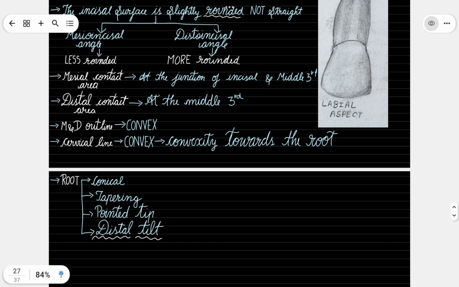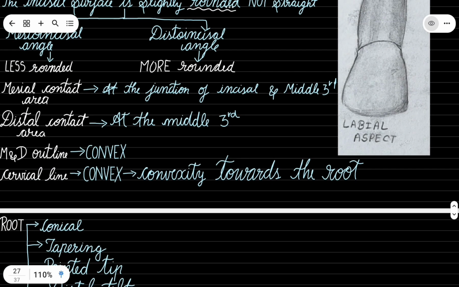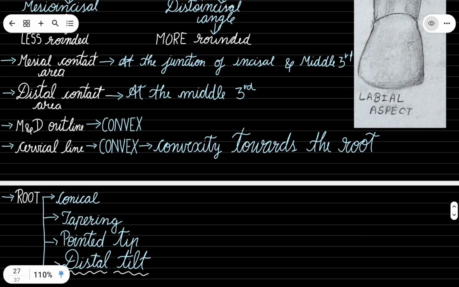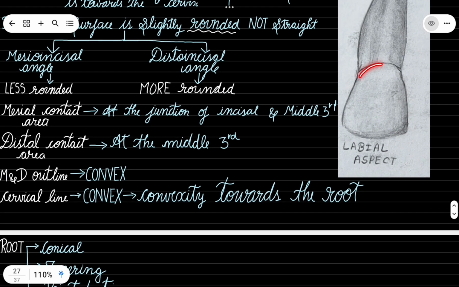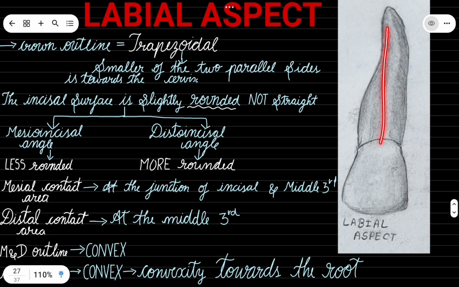The mesial contact area is at the junction of incisal and middle third. As you know, this is the division into third. Mesial contact area is over here at the junction of incisal and middle third. The distal contact area is at the middle third. The mesial and distal outlines are both convex. Cervical line is also convex, and the convexity is towards the root.